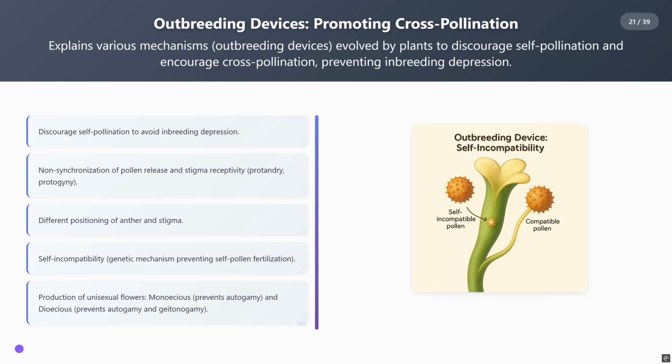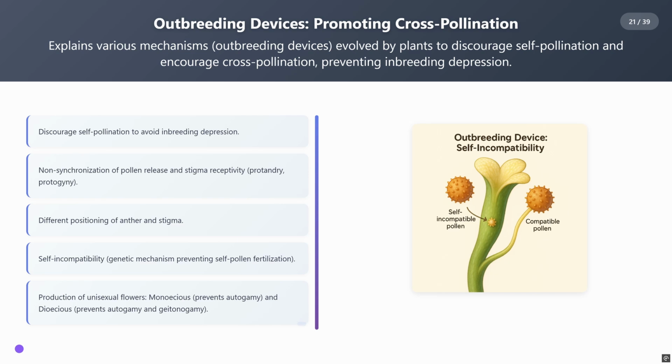Another mechanism involves the physical placement of the anthers and stigma. They might be positioned in such different locations within the flower that it's physically hard or even impossible for the pollen from the anther to land on its own stigma without help from a pollinator bringing pollen from elsewhere. So, physical separation within the flower.